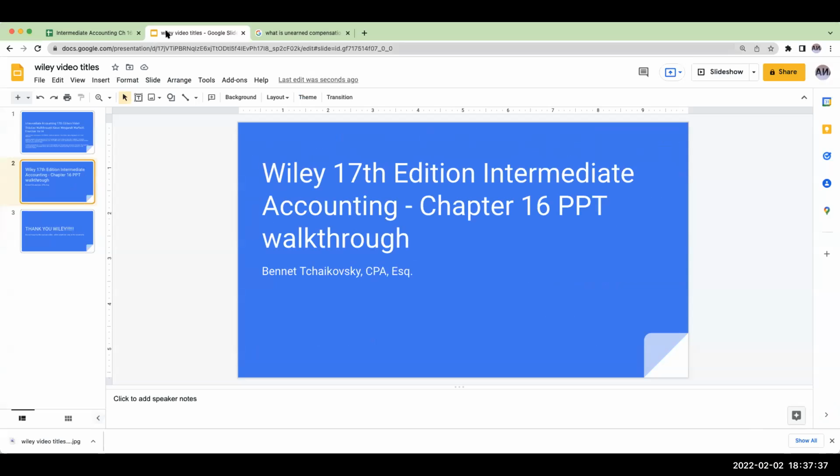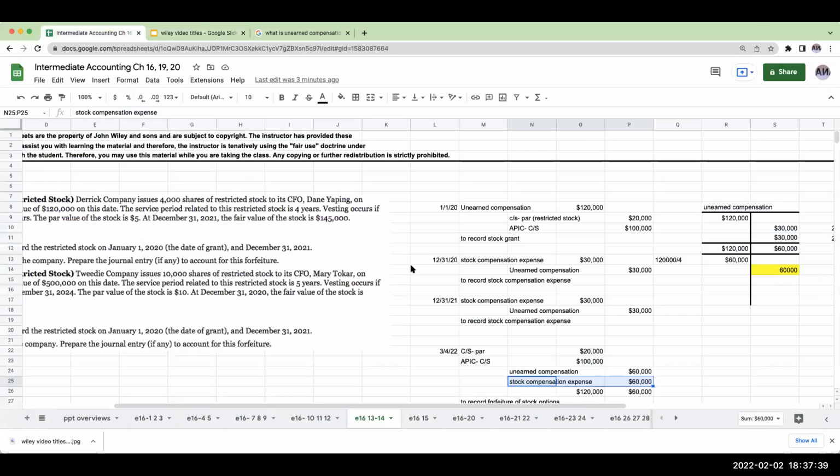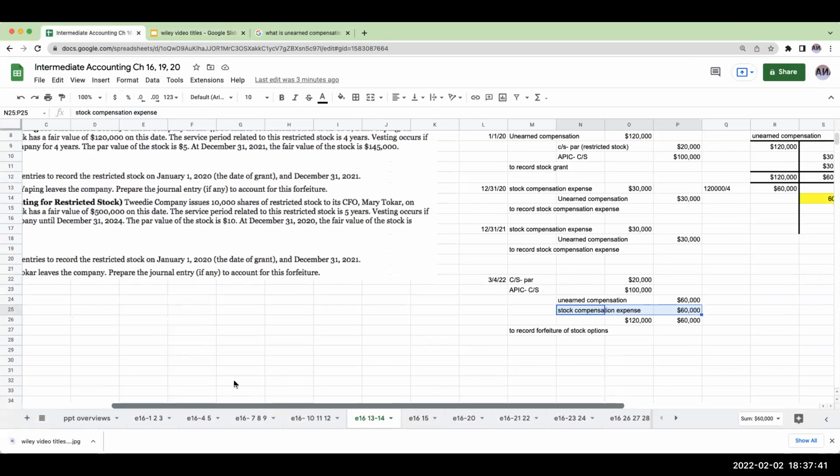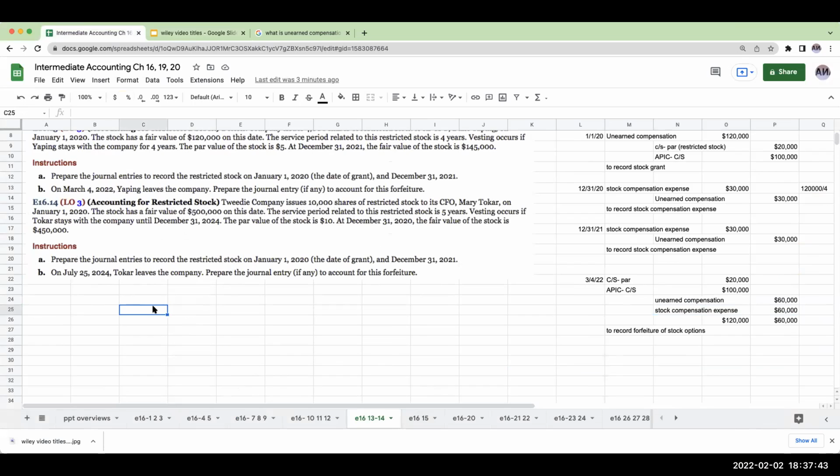Okay, so right over here, let's take a look at exercise 16-14. Tweedy Company issues 10,000 shares of restricted stock to its CFO, Mary Tokar, on January 1st, 2020. So we're doing restricted stock. The stock had a fair value of $500,000 on this date. The service period related to the stock is 5 years. Vesting occurs if Tokar stays with the company until December 31st, 2024, which is the end of 5 years.